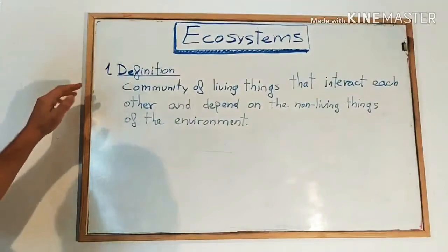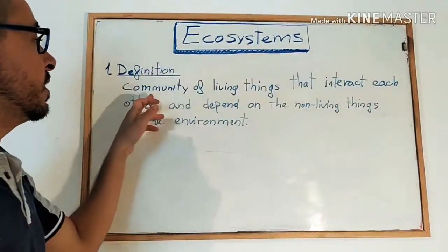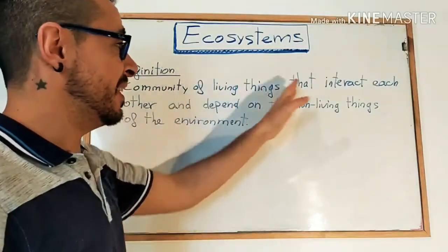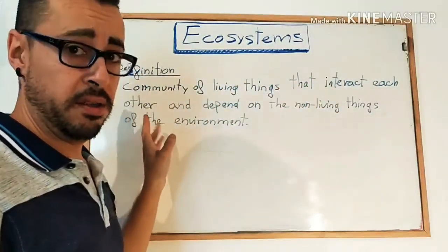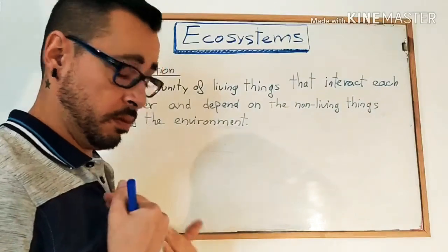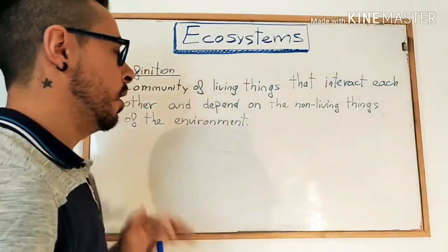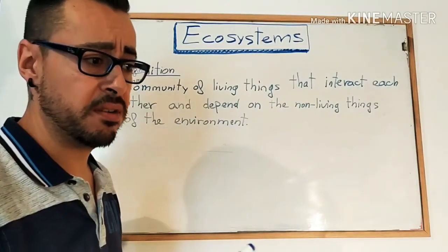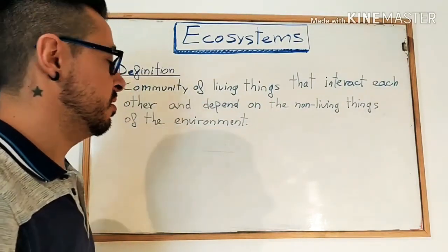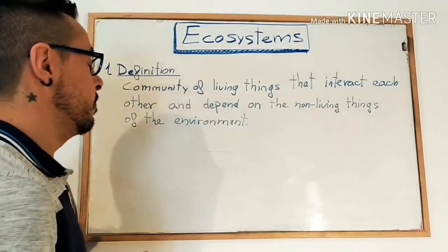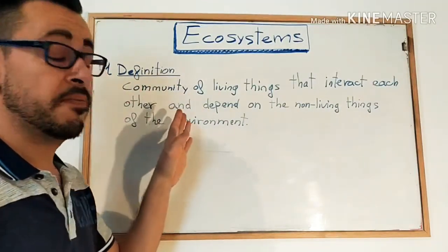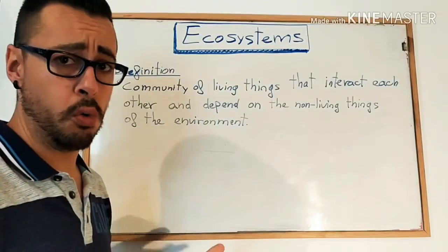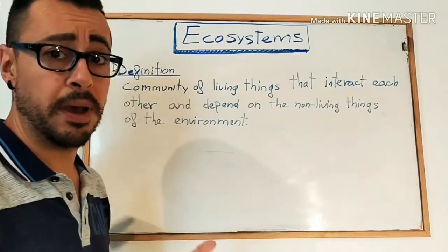Okay, as you can see, an ecosystem is a community of living things that interact with each other. For example, humans are living things, and bears are living things. Birds. Bears are living things. Do we interact with each other in our lives? No. So we are not an ecosystem.